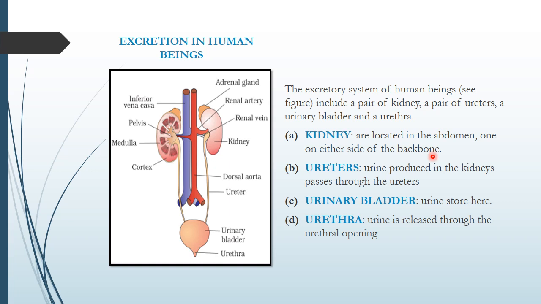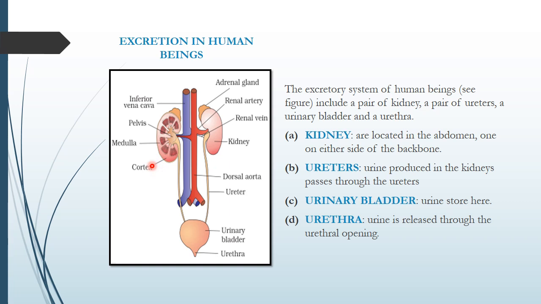If we look over the diagram of the excretory system of human beings, it includes a pair of kidney, a pair of ureter, a urinary bladder and a urethra. The kidneys are located in the abdominal cavity, in a pair, one kidney on one side of the backbone and the other on the other side of the backbone.